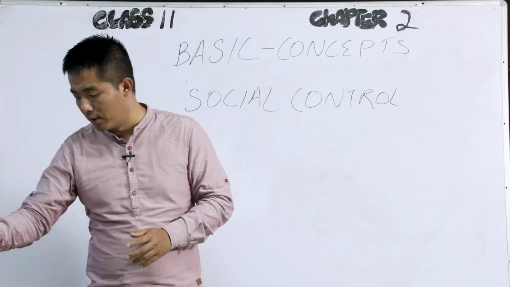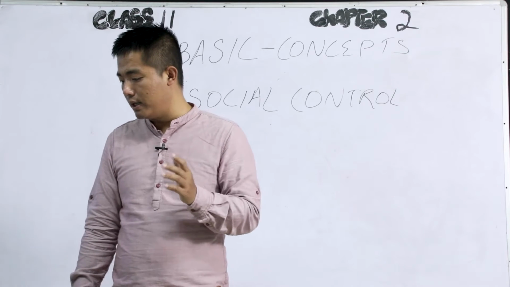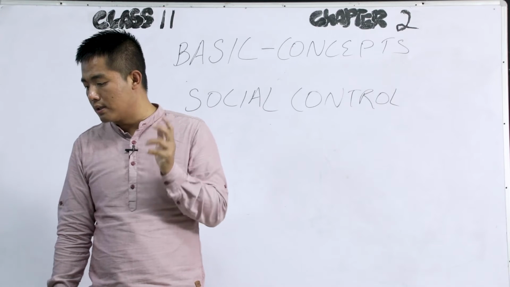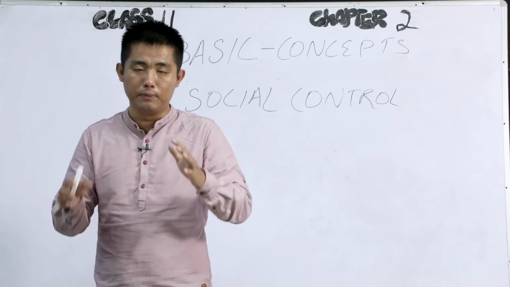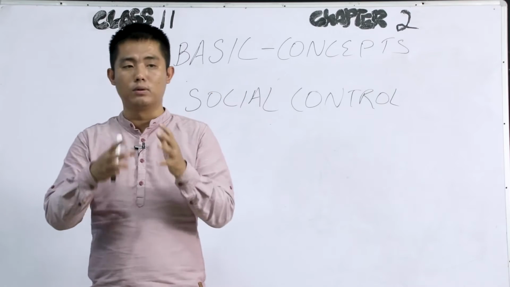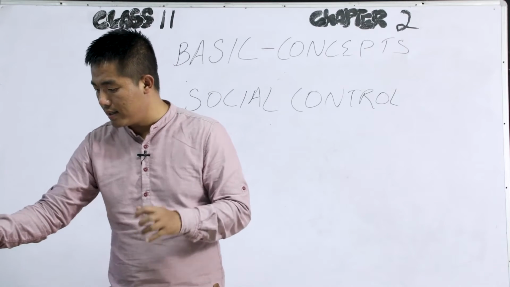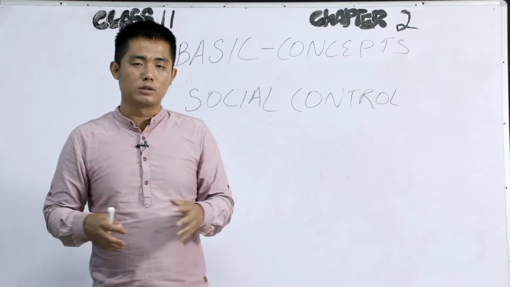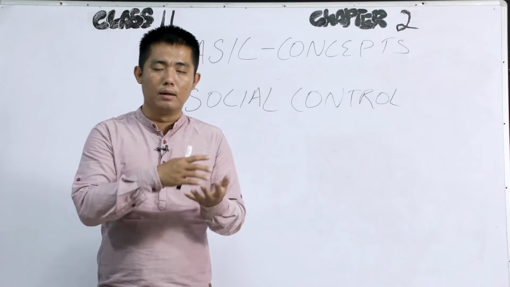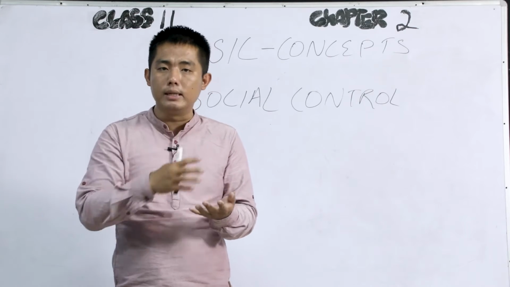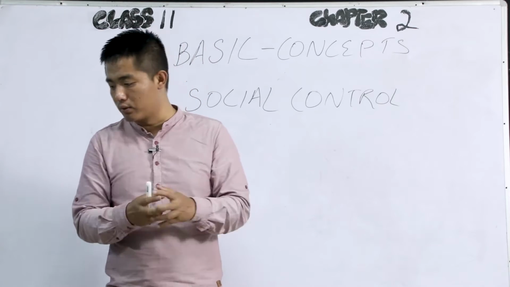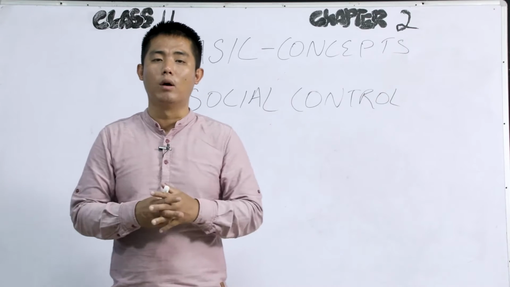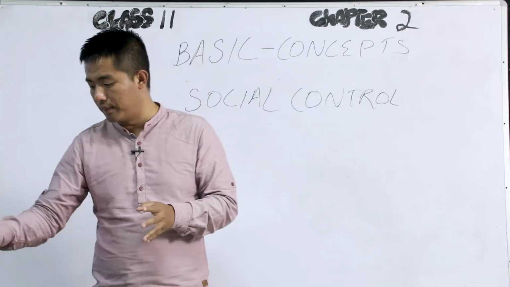Now, MacIver and Page say that social control is the way in which the entire social order coheres, means comes together, and maintains itself. So the social order, meaning the cooperation, the peace and harmony that exists in society, comes together, and it comes under the banner of social control. That is what it means here.